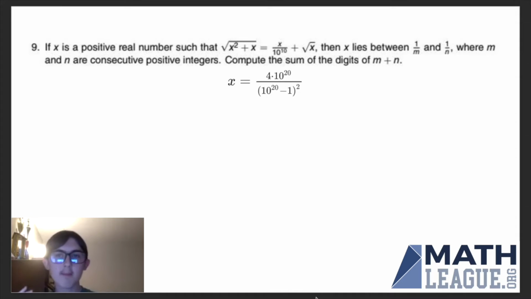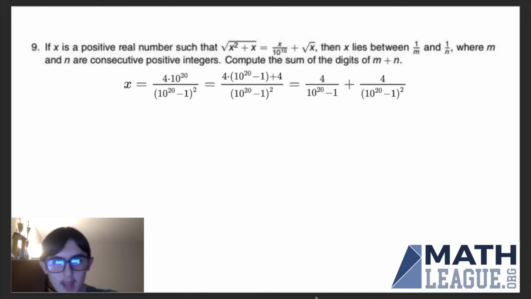So the next thing, this fraction, we might notice that 10 to the 20th is almost the same thing as 10 to the 20th minus 1. So it's reasonable to try to break the fraction into 2 fractions, one with a denominator of 10 to the 20th minus 1. In particular, we can rewrite the numerator as 4 times 10 to the 20th minus 1 plus 4. So we get 4 over 10 to the 20th minus 1 plus 4 over the square of 10 to the 20th minus 1.